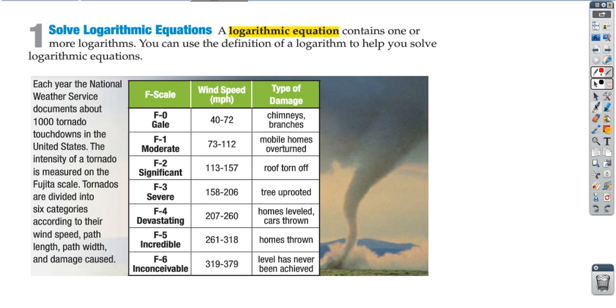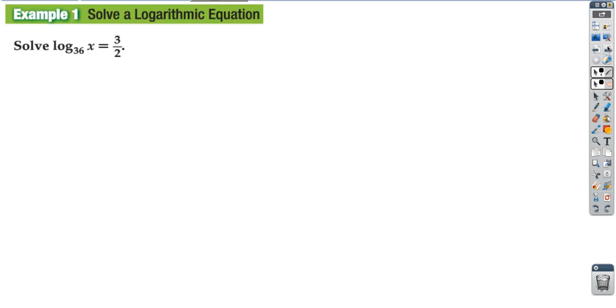F0 would be a very strong wind, all the way up to F5, which would be tearing homes out of the ground. F6 has never been recorded. Those would be wind speeds of about 320 miles an hour. But those are also based on a logarithm scale. Anything where intensities grow by powers of 10, it would be fitting to put on a logarithm scale, and that's called the Fujita scale, the tornado scale.